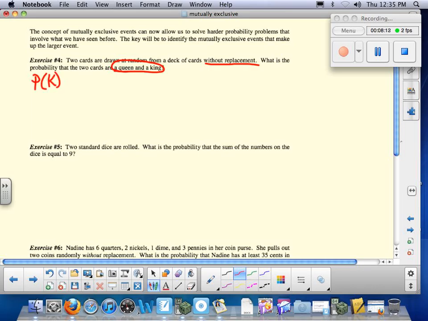Probability of a king, well, they started with queen, but it won't matter, we're gonna do the other one. Probability of a queen, okay. Probability of a king is 4 out of 52. I did not put that one back. Oh, 4 out of 51. So now to get the queen, there's 4 out of 51.